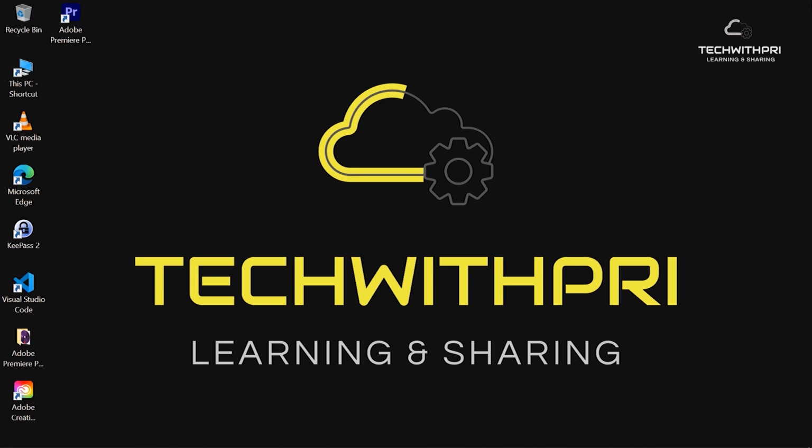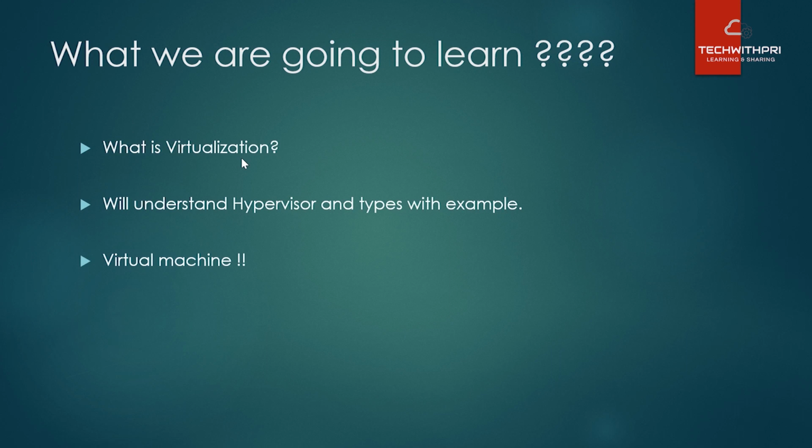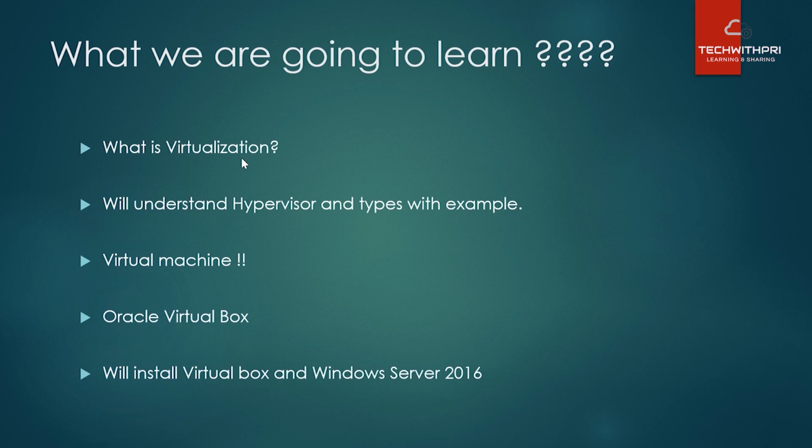So let's see what we are going to learn in today's video. First we'll understand what is virtualization. Next, we'll see what is a hypervisor and the types of hypervisor with the help of examples. Next, we'll see virtual machines, that's very important. And we will also see Oracle VirtualBox, the software we are going to use throughout this tutorial. Finally, we'll download VirtualBox and also create our first virtual machine, and there we'll install Server 2016. So let's get started.